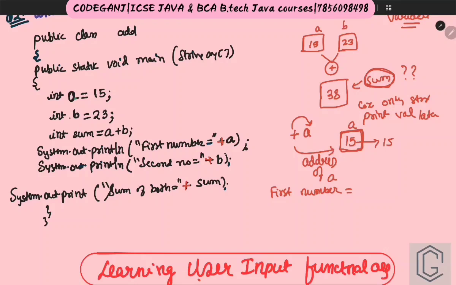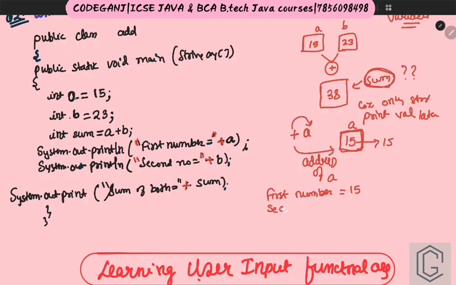equals to. Whatever you write inside these two quotes will be printed as it is. So this is your kind of message box, whatever message you want to display for the user to understand. Suppose I just display a, then 15 will come, and the user will not know what this is. So we have written first number. So the first number is equals to 15.